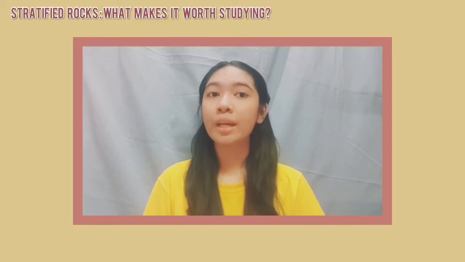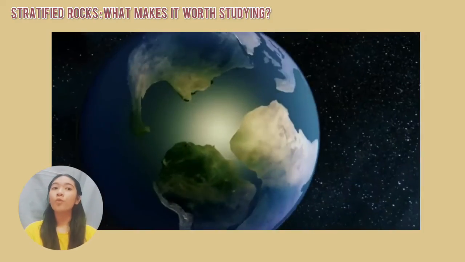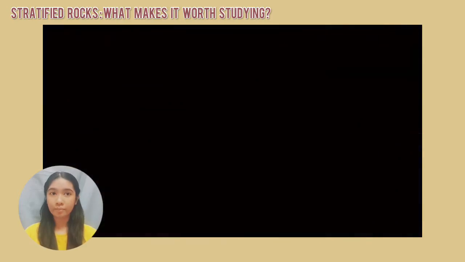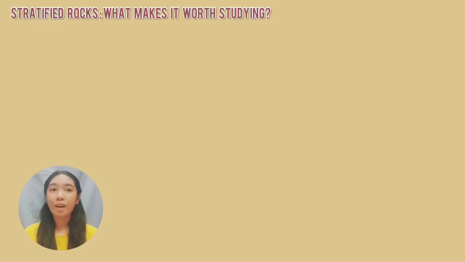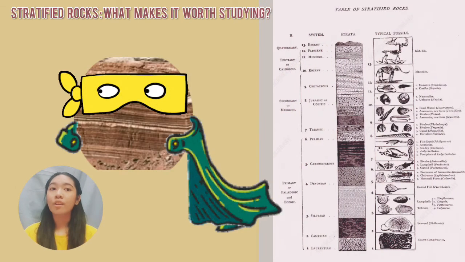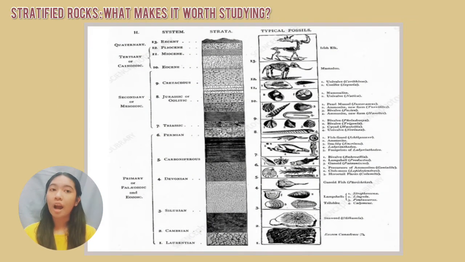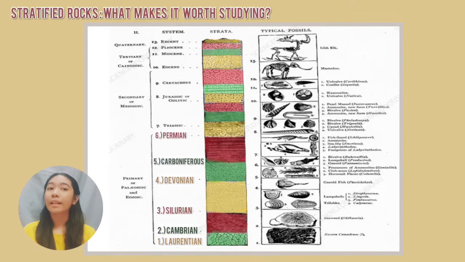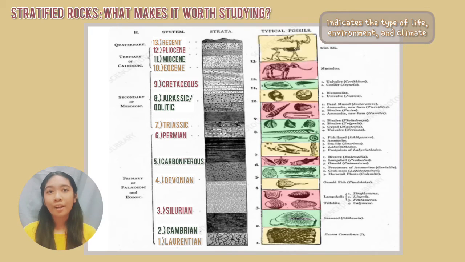Let us now proceed to the importance of studying stratified rocks. The Earth's surface has changed immensely over the past 4.6 billion years. Therefore, most past events are hardly detectable. Stratified rocks are a huge help, as they contain pieces of evidence about the history of our planet. Since these rocks are made of different visible layers of sediments, people are able to identify the respective order of past events. Also, the sediments consist of fossil fragments, which indicate the type of life, environment, and climate that once flourished in a particular area.